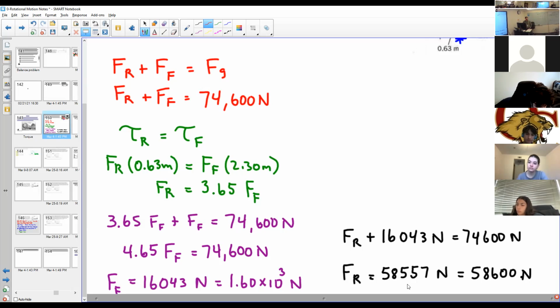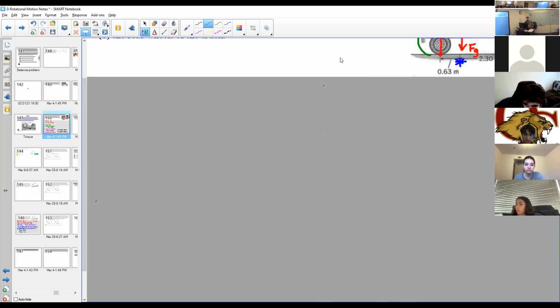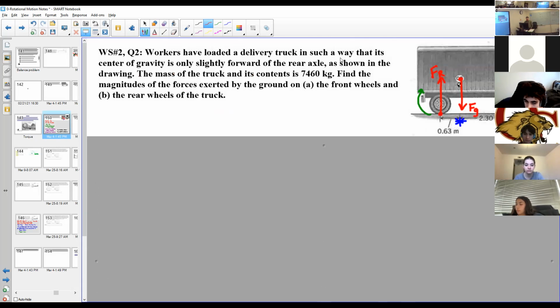Did anybody choose the front wheels as your pivot point? It makes the least sense based on what they gave us information-wise, but it's possible to do it that way too. And you should get the same answer no matter what pivot point you choose. The one thing you have to be careful about if you choose that rear wheel, and if you got the right answer then you did it correctly, is that I have had students take the 2.3 as the distance from their pivot point and forget to add the 0.63. So you do have to add those together for the distance of your front wheel if you're choosing your rear wheel as the pivot point.